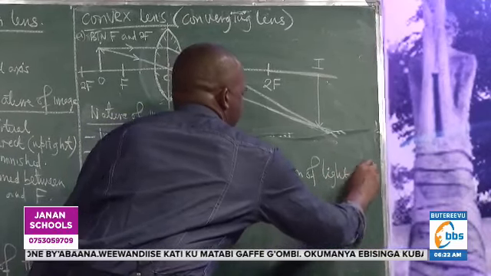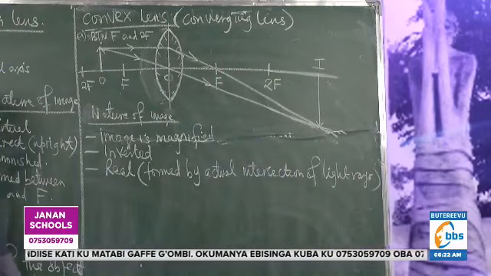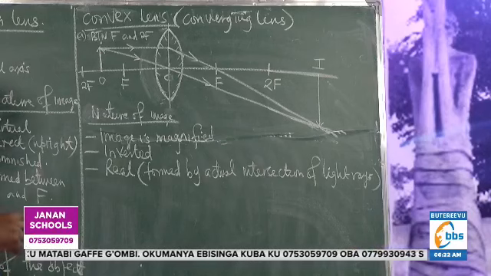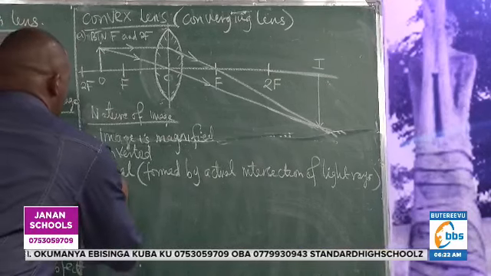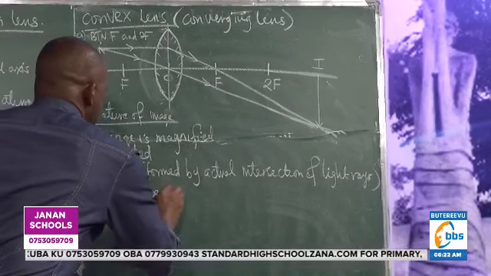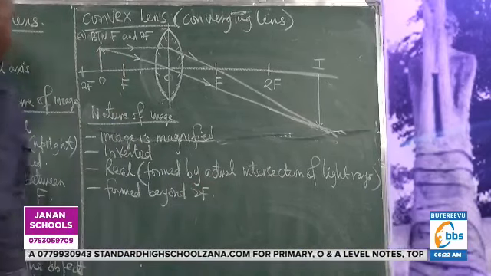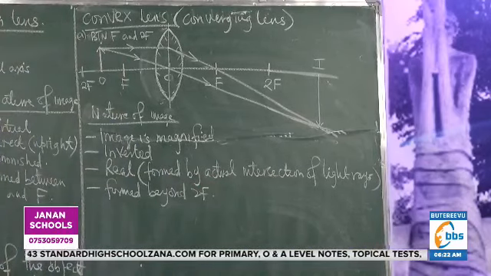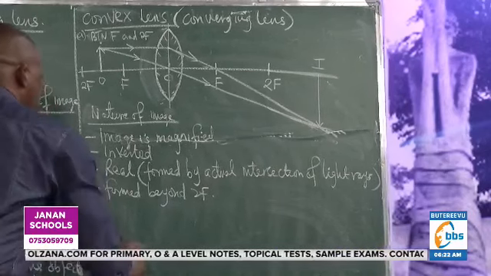Whereas virtual, one would say that virtual means that it is formed by apparent intersection of light rays. The image is also formed beyond 2F. That is another property, that it is formed beyond 2F.